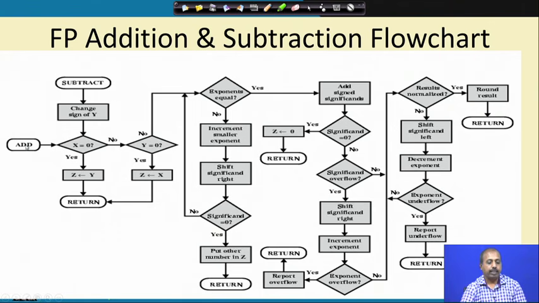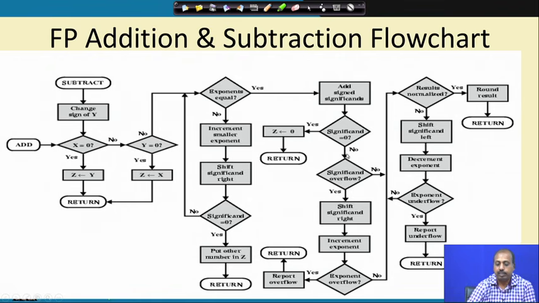Suppose I am trying to do an addition of x plus y. If x equal to 0, then the answer is y directly. If x is not equal to 0, then we check whether y equals 0 or not. If y is equal to 0, in that case the answer is x, so it simply goes out. Otherwise, x and y both are non-zero, so it comes to this point and checks whether the exponents are equal or not. If the exponents are equal, I do not need to do any exponent adjustment. I just simply add the significands, and if the significand becomes 0, then the answer is 0.